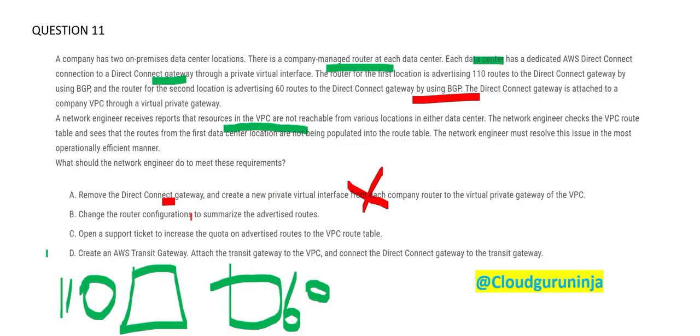C says, we cannot do anything, let's raise a support ticket and let AWS do it. This is also wrong because this is your responsibility. You will have to solve it. D says, let's use transit gateway. What is transit gateway?